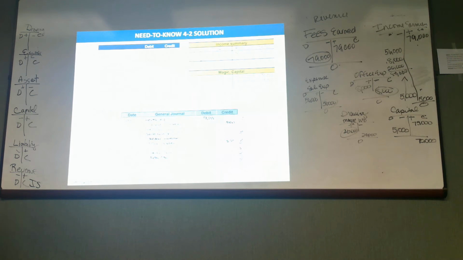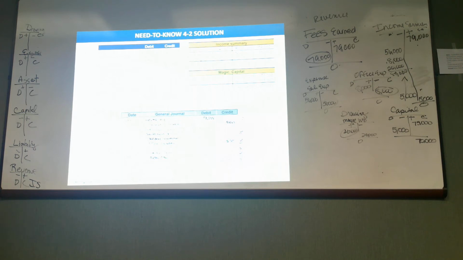There's our income summary. We joined ours together. We didn't do expenses. Why? We did do expenses. We had two expenses, salary expense and income. It's because I put the drawing into income summary already. The end result is the same though.